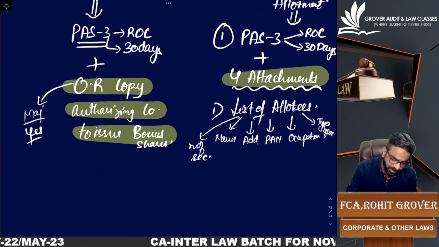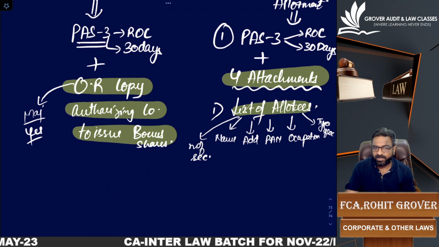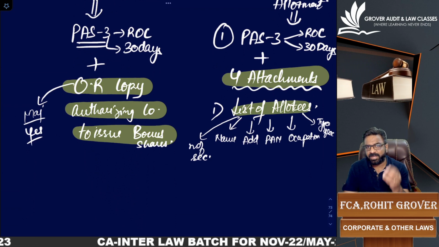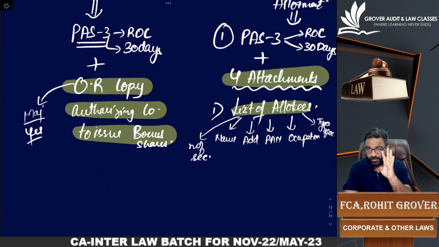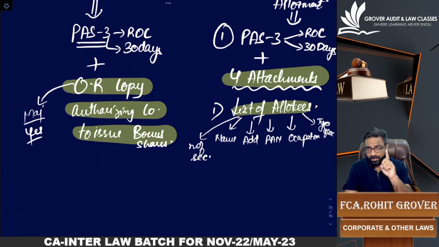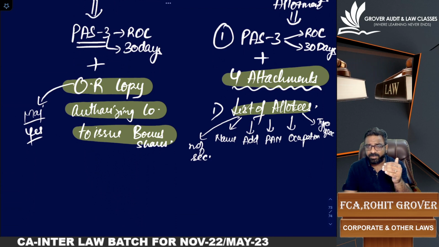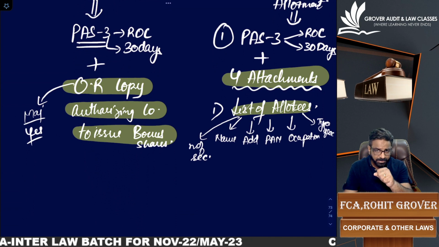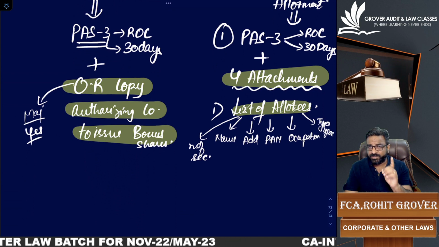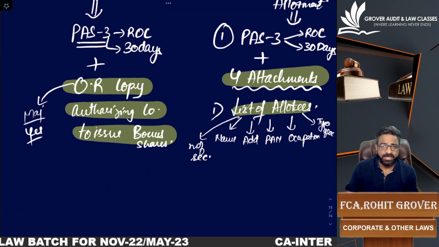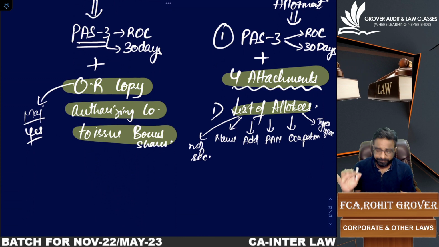Did you all understand the point, everyone? So what is the first document we are filing? List of allottees along with the PAS3. We have to attach 4 attachments, not 1. Write in the comment box: what is the first one we are done with? List of allottees.